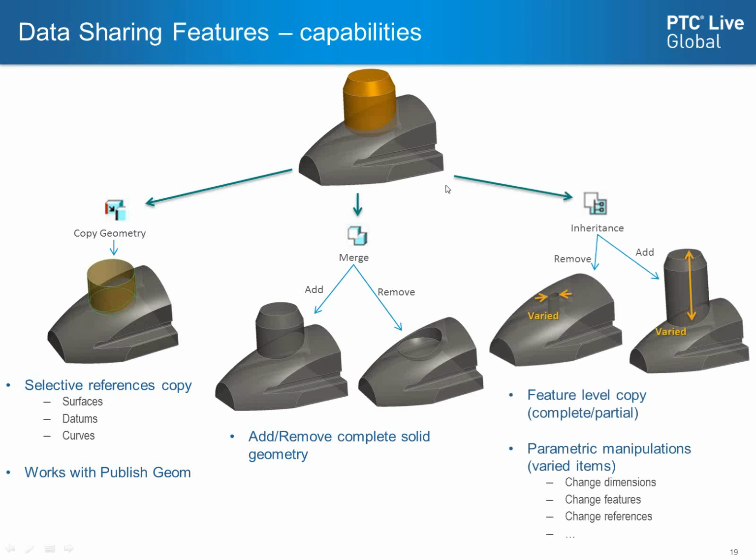And the most advanced data sharing feature is inheritance. Inheritance allows you to take a complete design intent from one object to another and also apply variations on the copied content. For example, I can copy this set of orange features into that model, and they can also apply certain variations, for example, on the diameter or on the length. And like merge, it can be copied either as remove material or as add material.